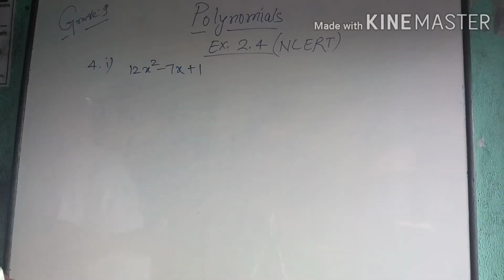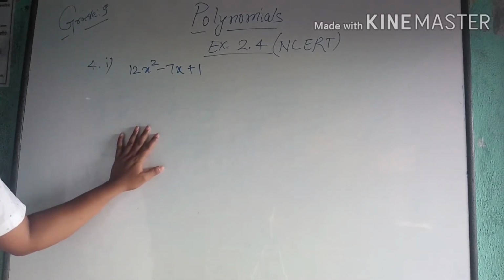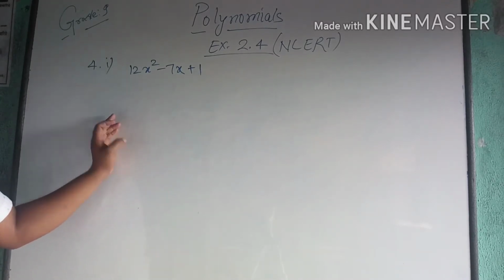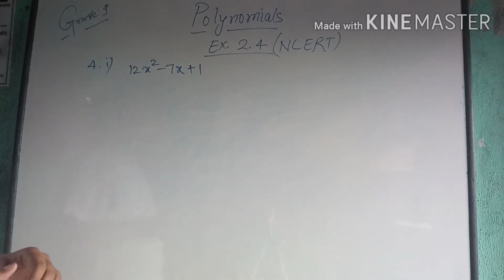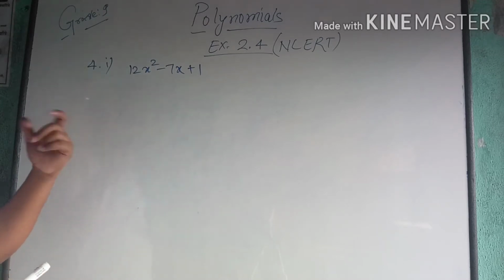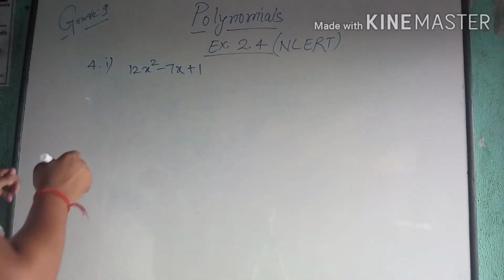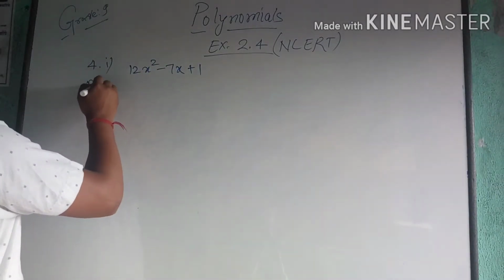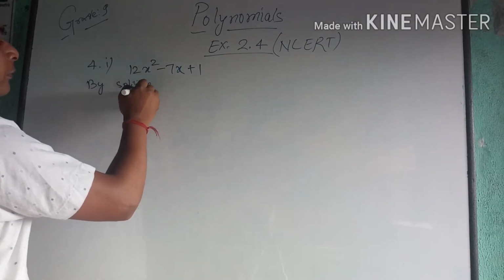Question number 4 says factorize, and there is no specific method given to us, and we know how to factorize it by splitting the middle term. And there is one more theorem we have learned right now, that is the factor theorem. Both the theorems are applicable here, so I will solve one part, that is your first part, by both the methods. I am writing by splitting the middle term.